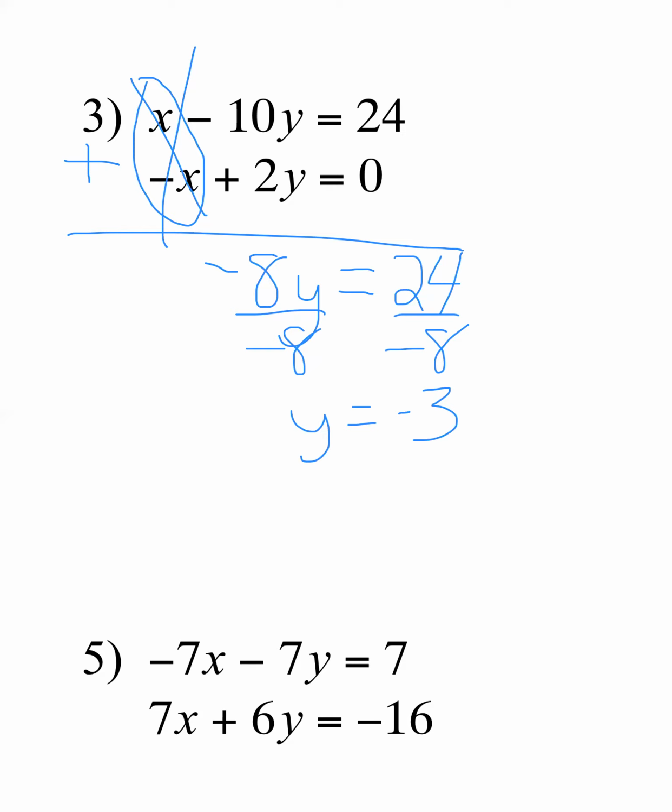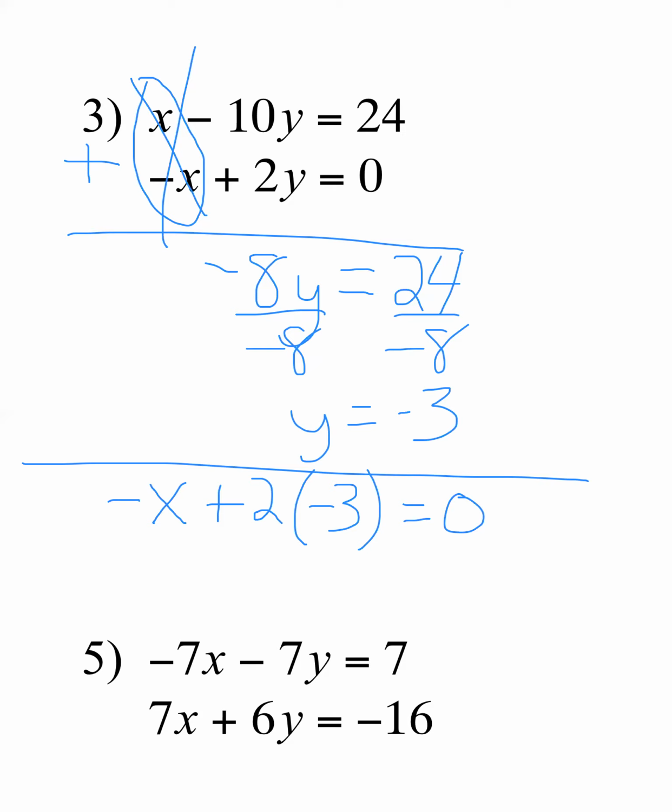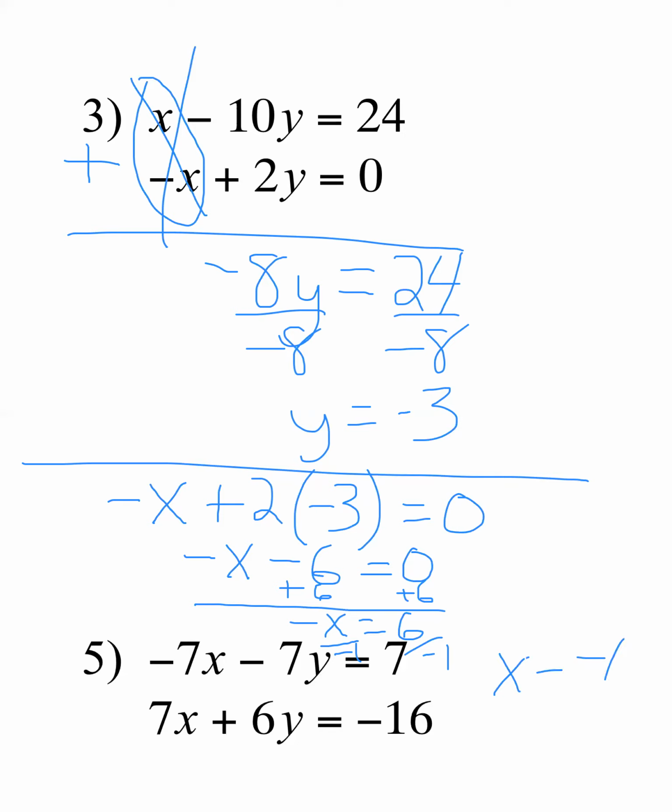Go back to an original. I'll take the one on the bottom. Negative x plus 2 times y, which is now negative 3, equals 0. So let's see how this one plays out. Negative x, and that's going to be a negative 6 equals 0. Add the 6 to the other side. So now I get negative x equals 6. Remember, I want positive x though, so I'm going to have to divide both sides by a negative 1. So I get positive x equals negative 6. And there's both my values, negative 6 and negative 3.